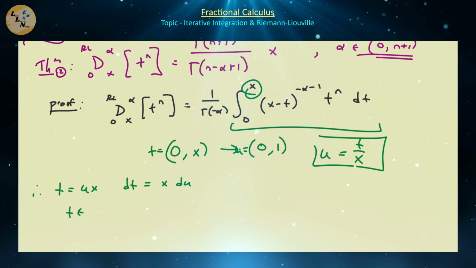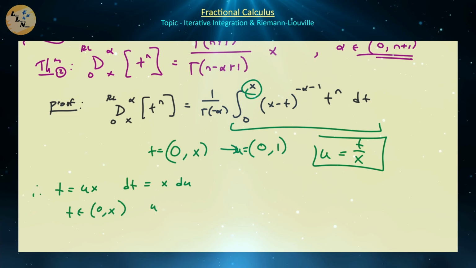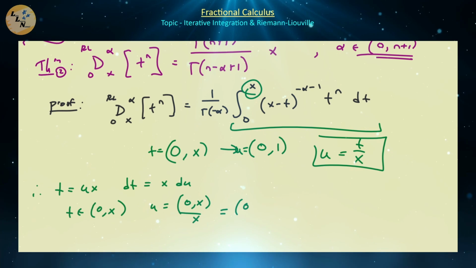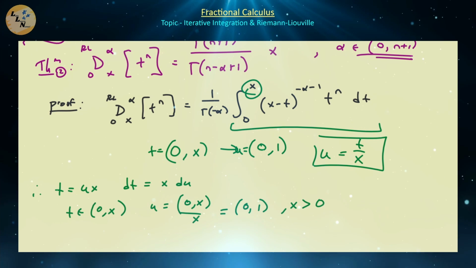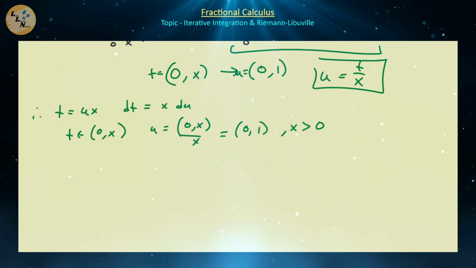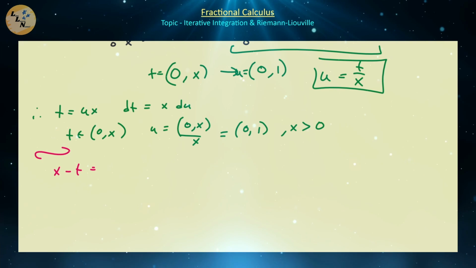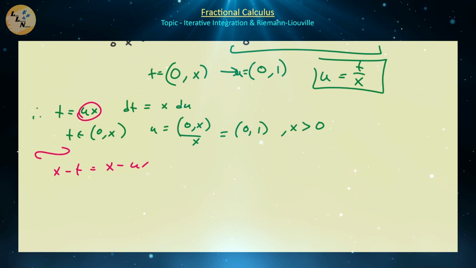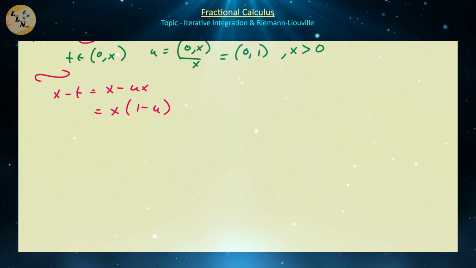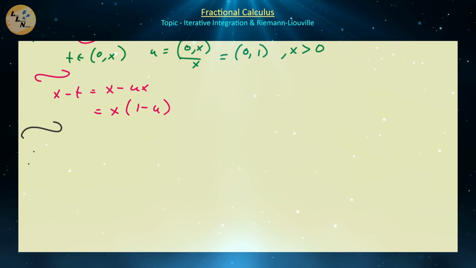So when t belongs to the interval 0 to x, u is going to belong to the interval 0 to x divided by x, which is the interval 0 to 1, provided that x is going to be greater than 0. Also, let's write this in a slightly different way because we need to transform all of the pieces of our integral. x minus t is going to be the same as what? So t is replaced with ux, so we're going to have x minus ux, and we can factor that to be represented as x times (1 minus u). So once we perform those transformations, what will we get?